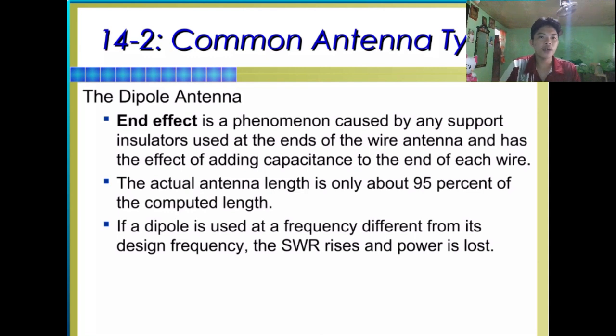End effect is a phenomenon caused by any support insulators used at the ends of the wire antenna and has the effect of adding capacitance to the end of each wire. The actual antenna length is only about 95% of the computed length. If a dipole is used at a frequency different from its design frequency, the SWR rises and power is lost.